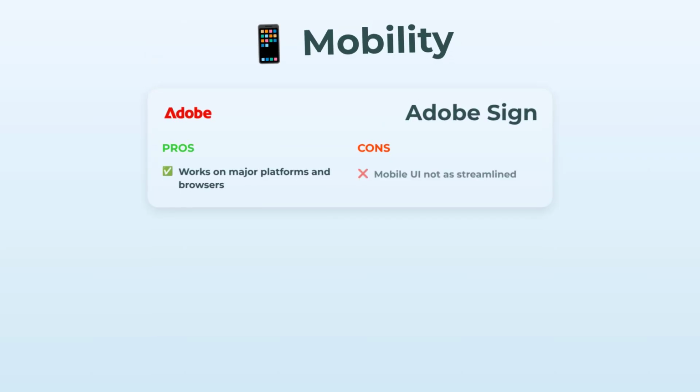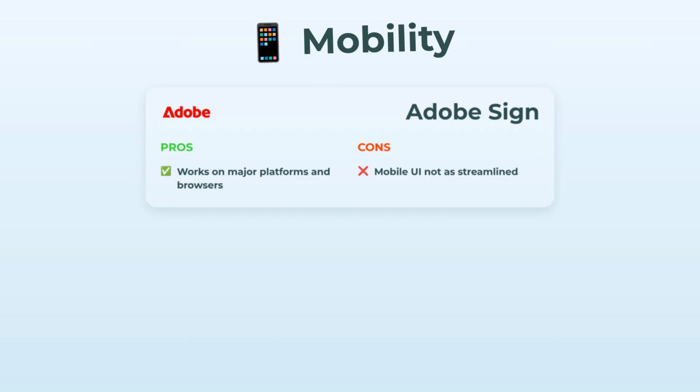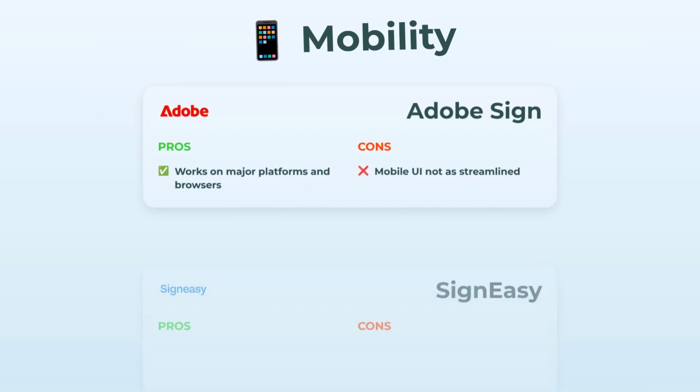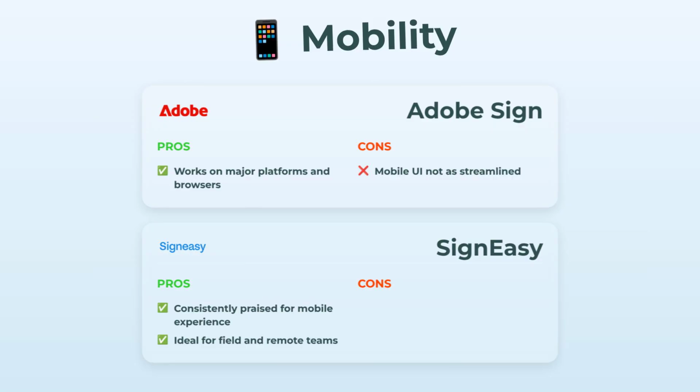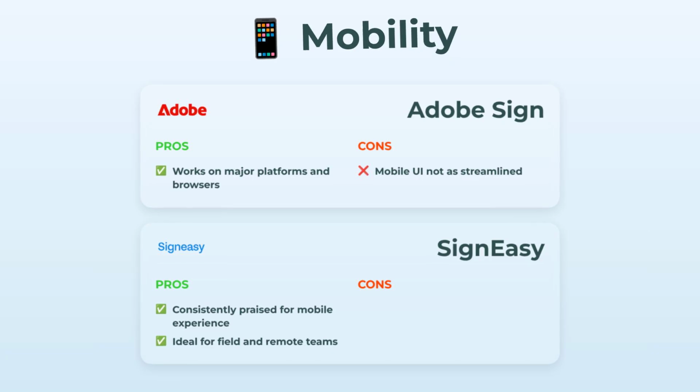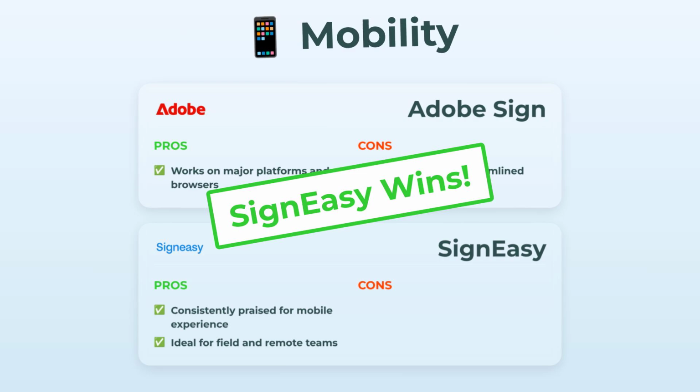On to mobility. Both work on all the big platforms and browsers, but Adobe Sign's mobile experience is good but not amazing. The UI can be a little clunky on phones, you know. Now, SignEasy, this is where they shine. People love the mobile app, especially if you're running around, signing from the field or remote. Honestly, if mobility is your thing, SignEasy just feels smoother.